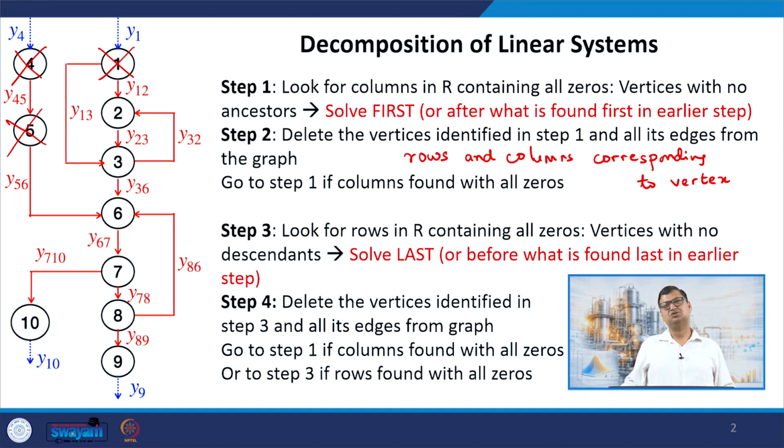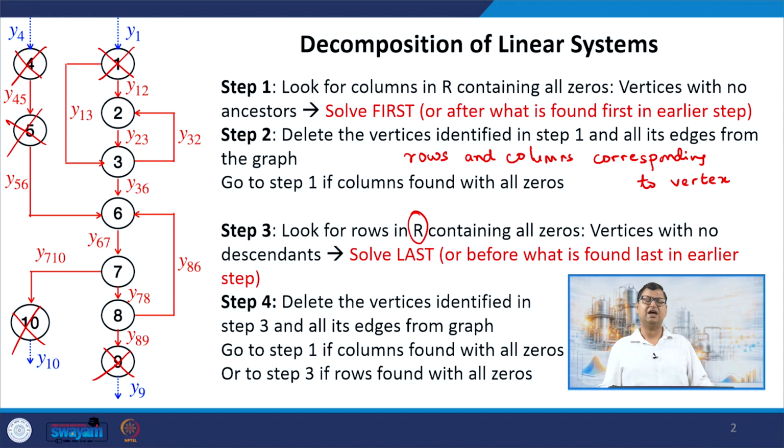The next step was to look for rows in the reduced matrix. Keep in mind that whenever I say R, that is after reduction. After every step, I am deleting the rows and columns, so whatever R remains is what I am referring to. So, look for the rows in R containing all zeros, and that means the vertices with no descendants. In this case, we figured that 9 and 10 are the vertices with no descendants, and these balances have to be done last, or by the same logic, before whatever is found last in the earlier step.